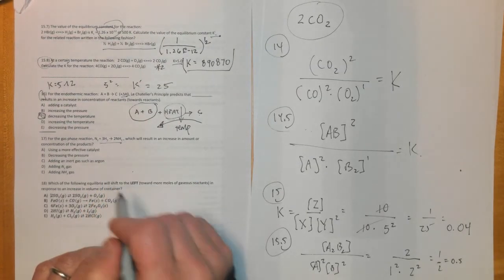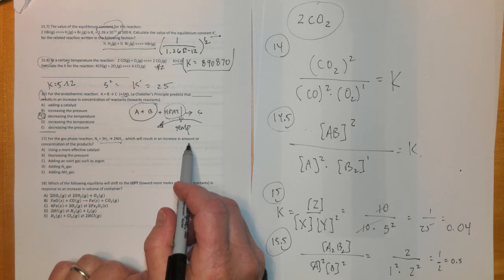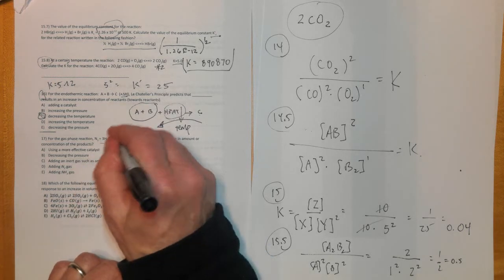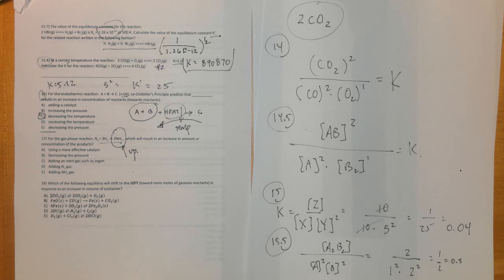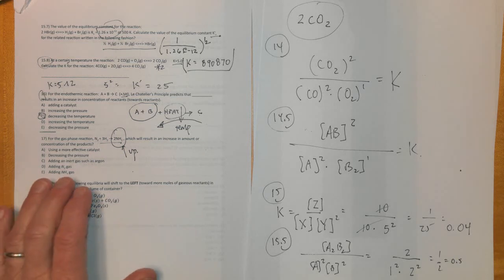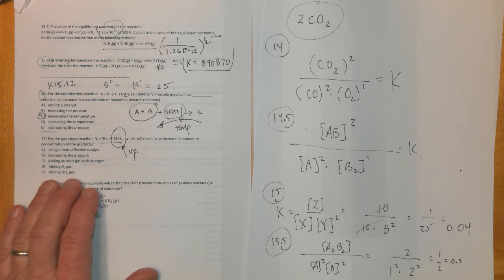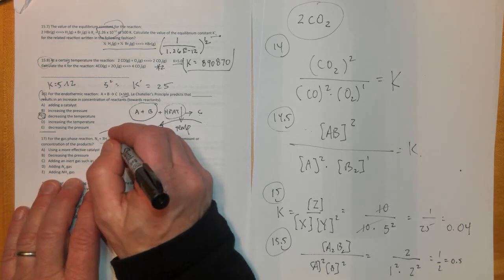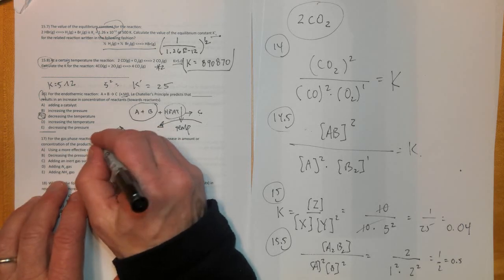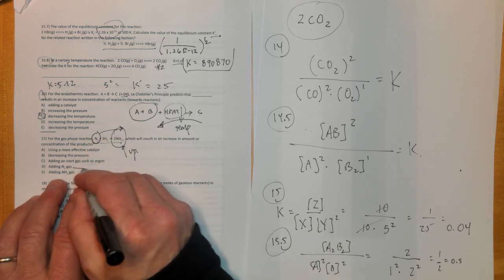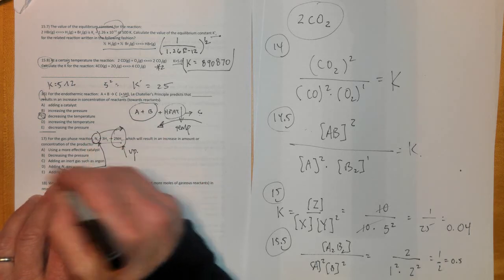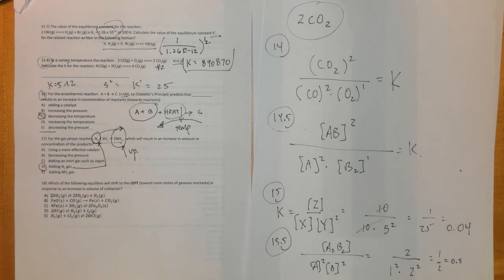For the gas phase reaction, which will result in an increase in the amount or concentration of the products, so we want to increase this, we want that to go up. And so in this case, what we want to do is shift the reaction to the right. And so shifting the reaction to the right would occur if you increase the concentration or amount of one of the reactants. And so it says adding N2 gas right here, which is letter D.